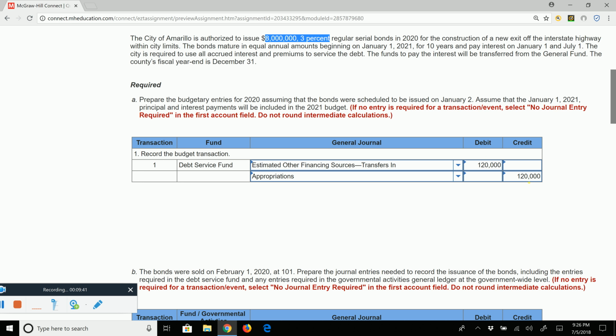That is the only budgeted expenditure for the year. So we're going to credit appropriations, the budget for the expenditure, for $120,000. Now it went on to say the funds to pay interest will be transferred from the general fund. So we are going to also budget for an estimated transfer, estimated other financing source. That's the only budget that we need to make for the year.